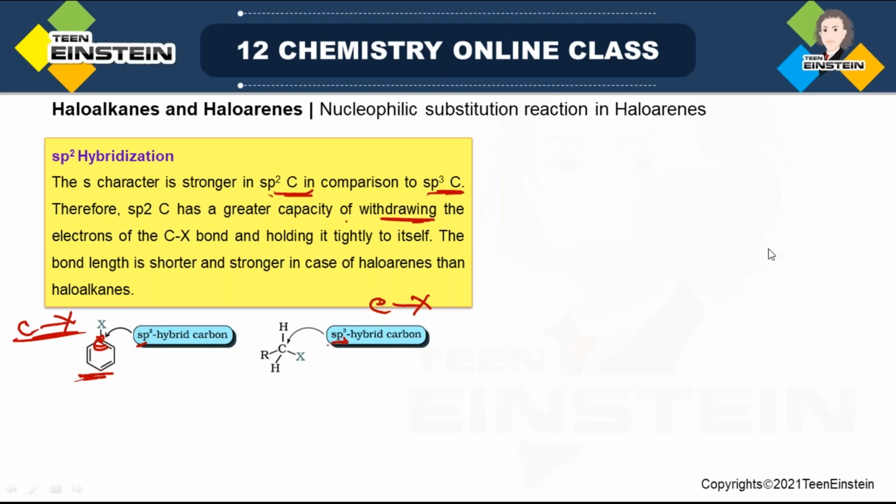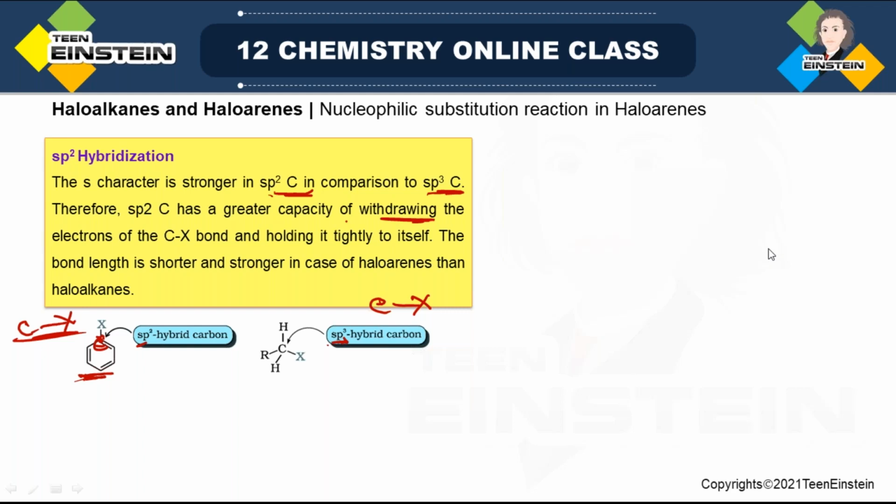Hello everyone. Last day we started the chemical properties of haloarenes, that is, when halogen is attached to any aromatic system. Now under this heading there will be different types of reactions, and the first one is nucleophilic substitution reaction, then electrophilic substitution reaction, and then reaction with metals.